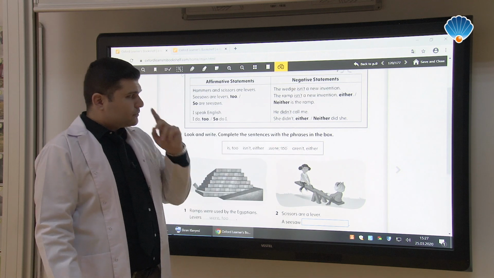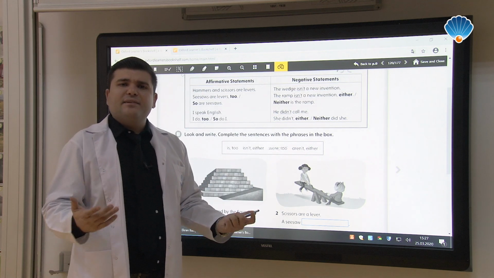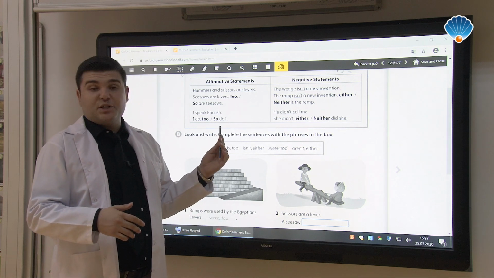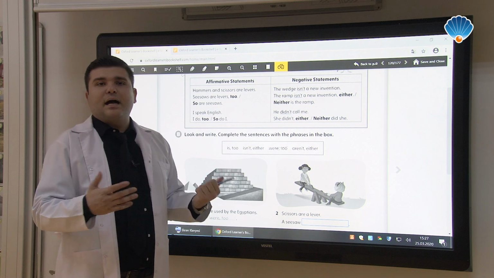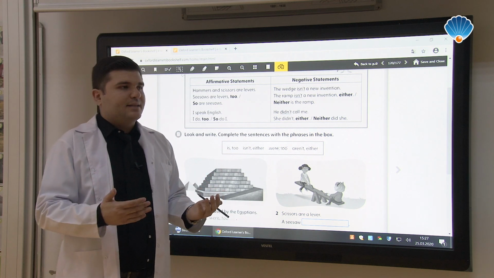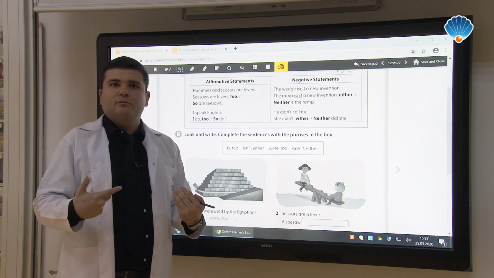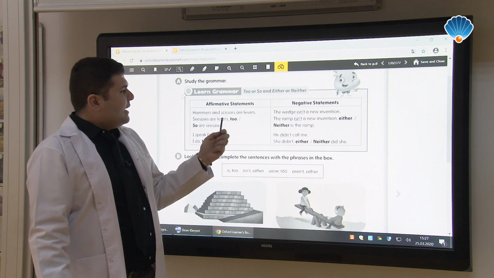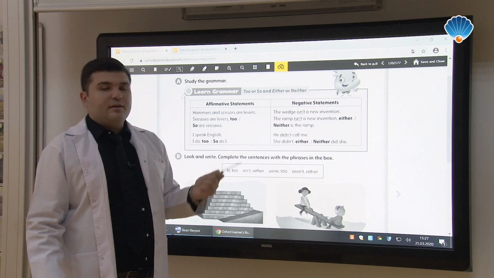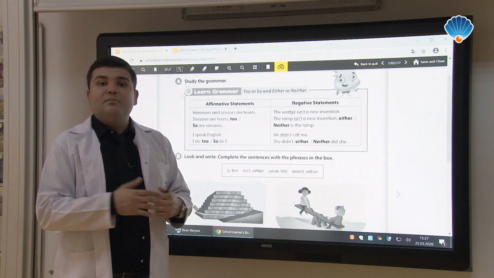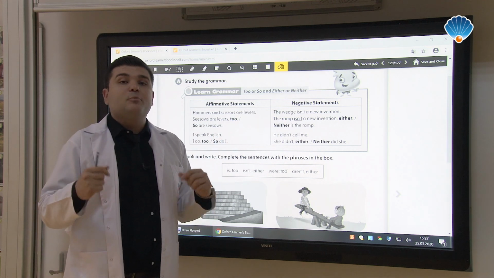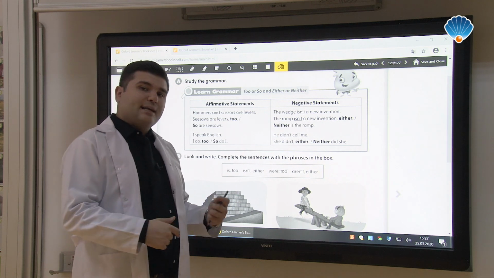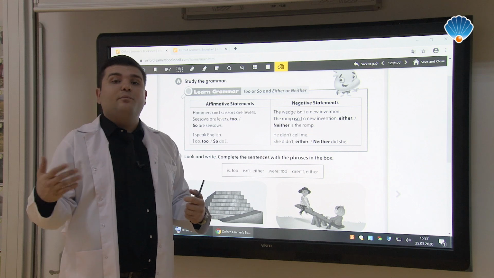But if you actually make a different sentence, you can use these things as well. Especially so do I. For example, I like playing tennis, so do I. Me too. Okay? I do too. This is actually the difference. And these things are actually affirmative statements. It means positive. The meaning is positive. Okay? You are actually saying one thing, and this thing actually has the positive meaning.